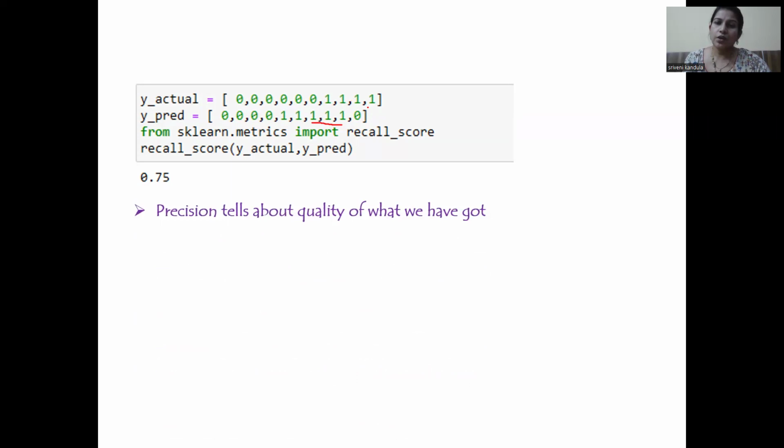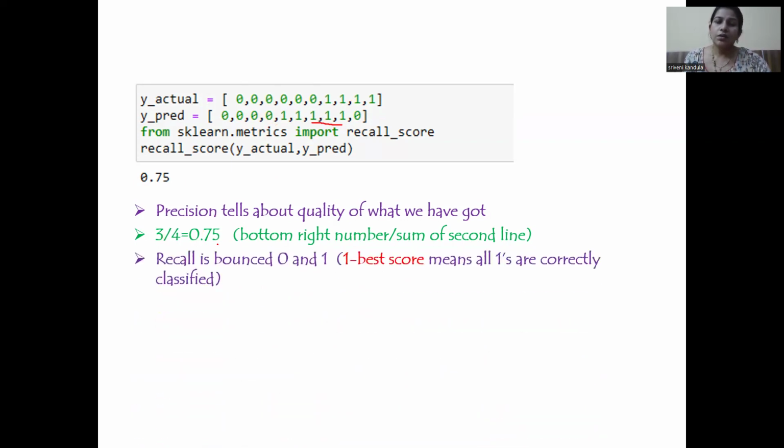Precision is talking about the quality of our model, whereas recall is talking about how many ones were correctly classified. Total 4 ones are there. Out of that, 3 were correctly classified. So we are getting 0.75.